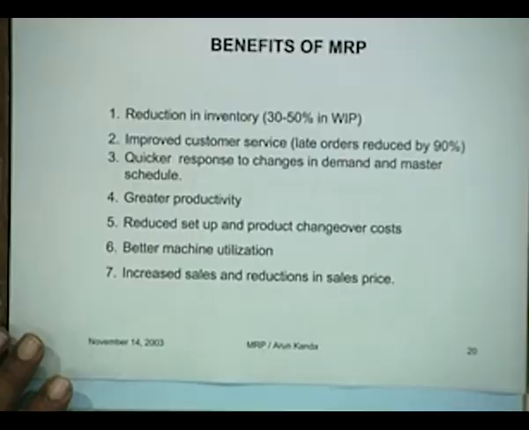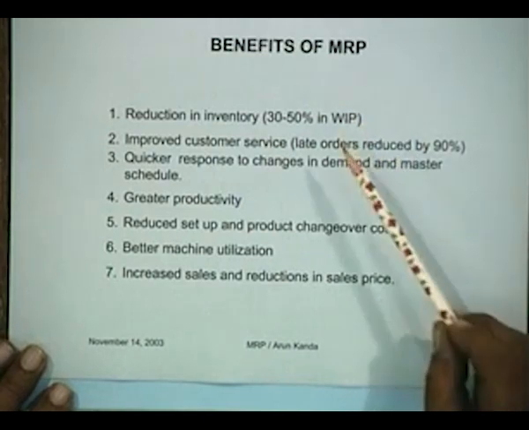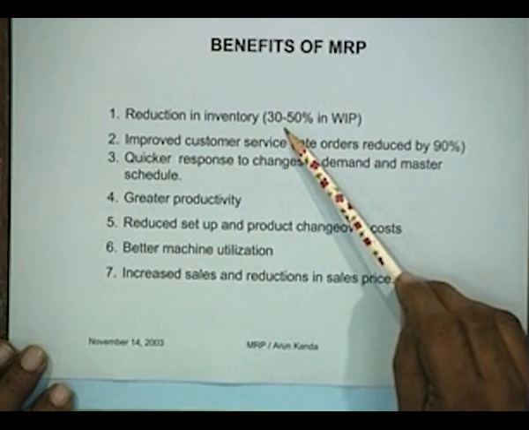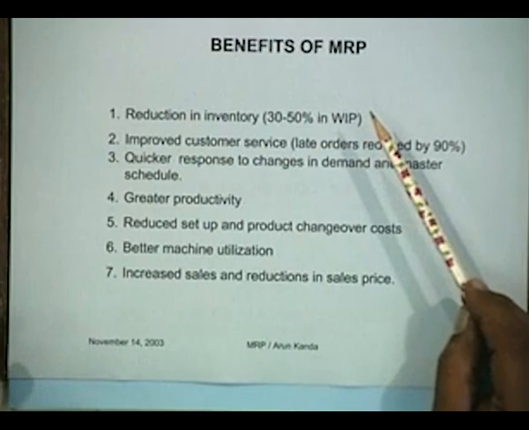What are the typical benefits of an MRP system? You now have an idea of what an MRP system does, starting from the master production schedule, the BOM and the inventory status, and then through an example we have tried to look at how you generate the requirements of the parts in different periods. So the next thing would be, what would be the benefits of an MRP system? Some of the major benefits of an MRP system are that there is typically reduction of inventory from 30 to 50% in work in progress. This is what has been reported in the literature.